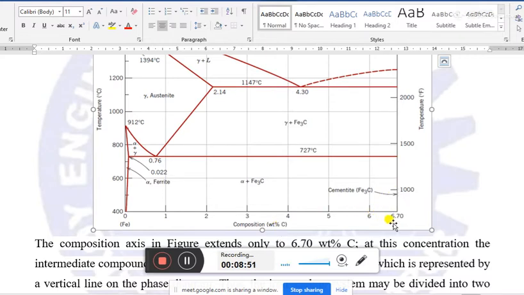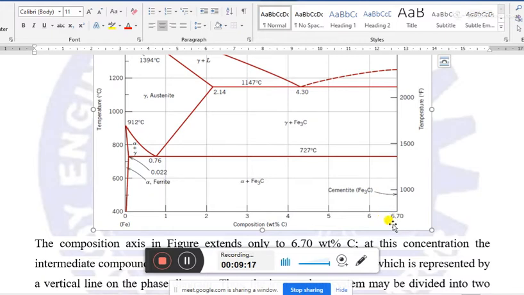Now, what is the meaning of this 6.70? The question may be that in the previous phase diagrams we have represented the x-axis, or composition axis, up to 100%. Why, in this case, is the weight percentage up to 6.70 only?